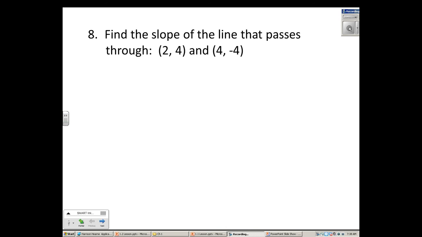Okay, here's some problems from Chapter 1, Section 1. Hopefully these are review, but maybe these will be good for some other people to take a look at too. The first thing we're to do is to find the slope of a line that passes through two given points.